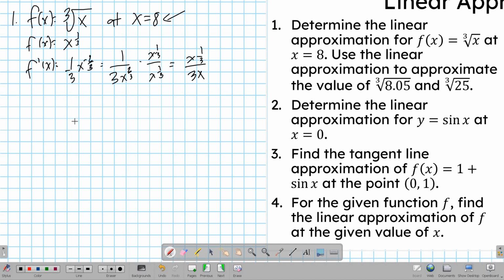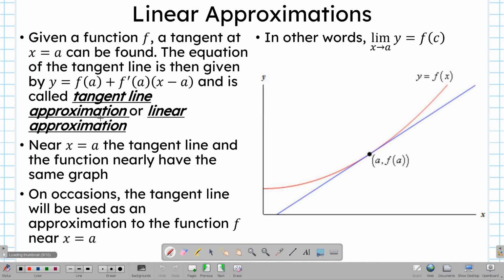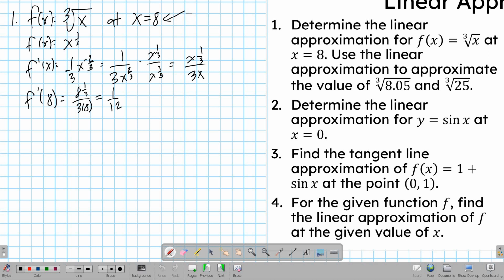So if we want to find the slope of the tangent line at x equals 8, we need to find f prime of 8. That is 8 raised to 1/3 over 3 times 8, and we're going to have 1 over 12. So therefore, based again on our equation here, y is equal to f of 8 plus f prime of 8 times x minus 8.